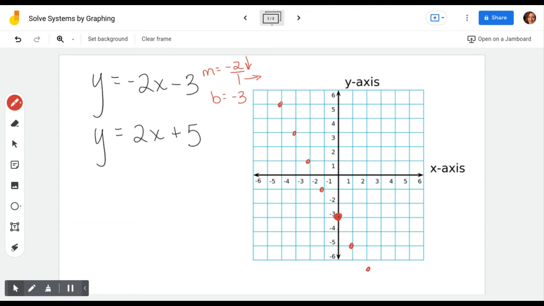Okay, second equation. y equals 2x plus 5. My slope is 2, or 2 over 1. That's positive, so it tells me up and right. And my y-intercept is at a 5.